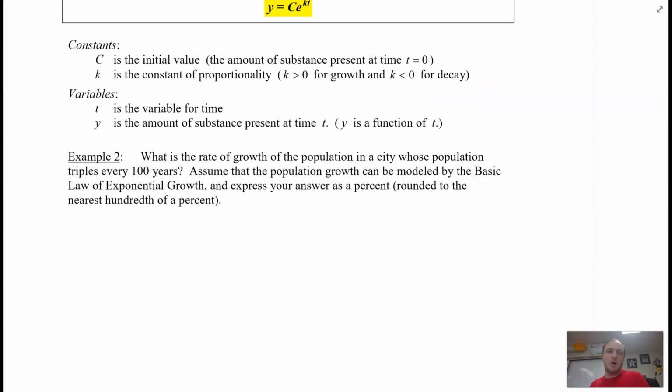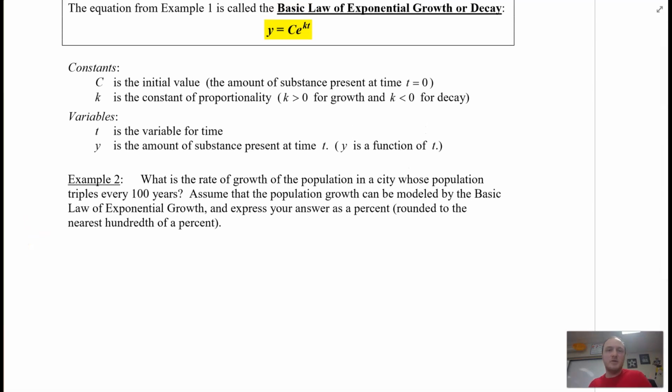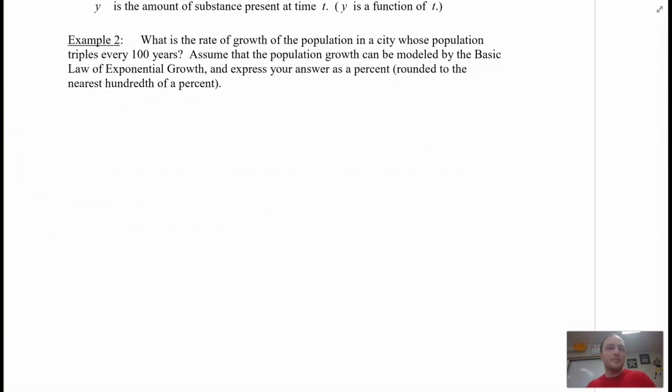All right, so some constants that we're going to look at in this formula. The c value, that's often known as your initial value or the amount of substance present at time t equals 0. k is the constant of proportionality. And what we're going to do in these problems is solve for these values. Variables: t, that's the variable of time, and y is the amount of substance present at time t. So it's dependent upon the t value, right? The time that it is. Okay, so let's look at a problem.